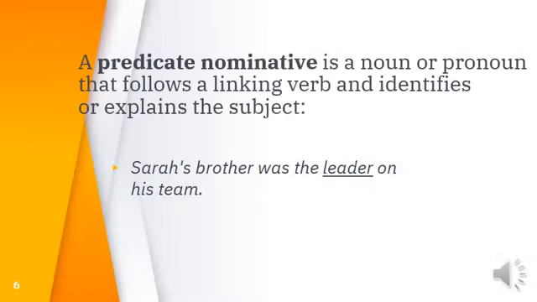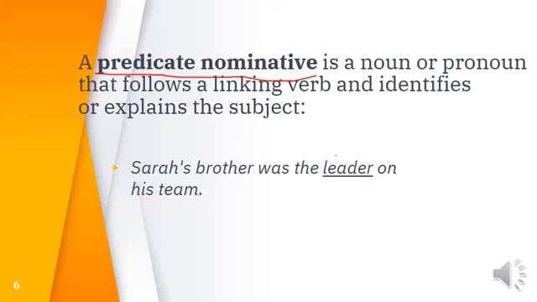Very well. So let's look here at something new, a predicate nominative. What is a predicate nominative? It is a noun or a pronoun that follows a linking verb and identifies or explains the subject. So it's also a noun, but it modifies or identifies the subject.